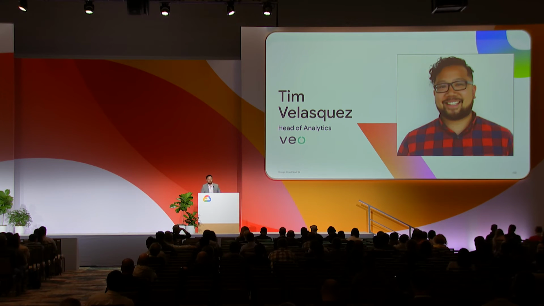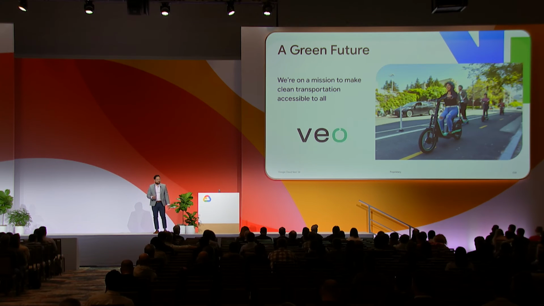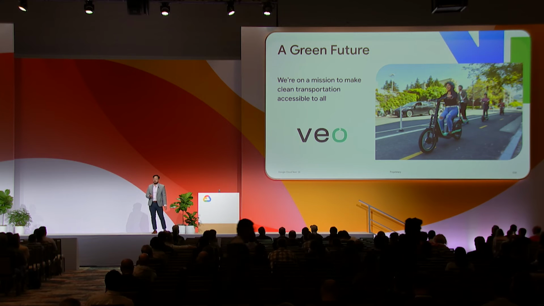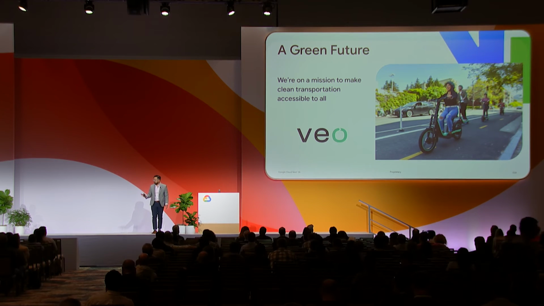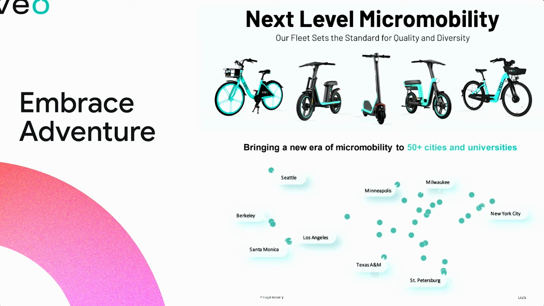By way of introduction, I am Tim Velasquez, head of analytics at VO, where I manage and develop end-to-end data products to really drive our operations and product strategy. Who is VO? VO is a micromobility provider focused on making clean transportation accessible to all. If you've never heard of the term micromobility before, think e-bikes, e-scooters on a fleet perspective, rented in various cities. We operate in 50 different cities, and some of these different dots that you see here, New York City, some of our West Coast markets, they're just getting bigger and bigger.